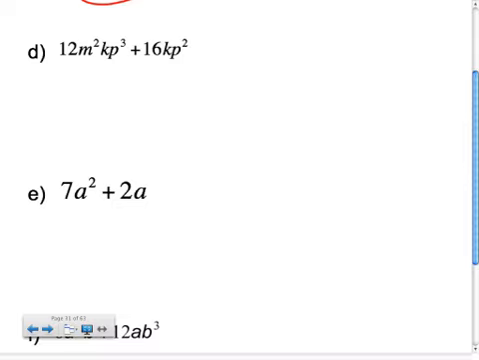So again, this just comes with experience, but I think of the biggest number that divides evenly into 12 and 16, and hopefully you recognize fairly quickly that that number is 4. And then I look at my variables.